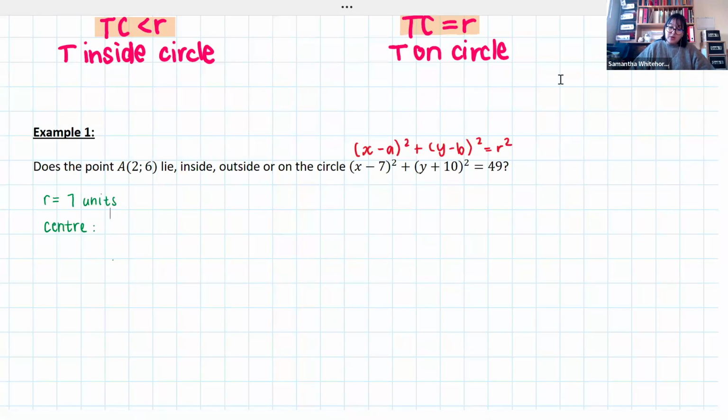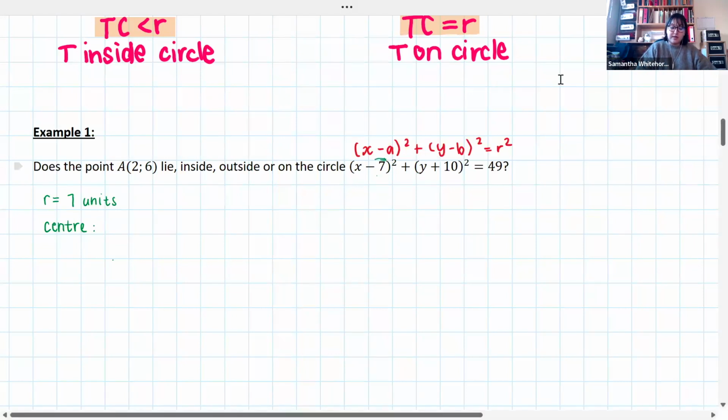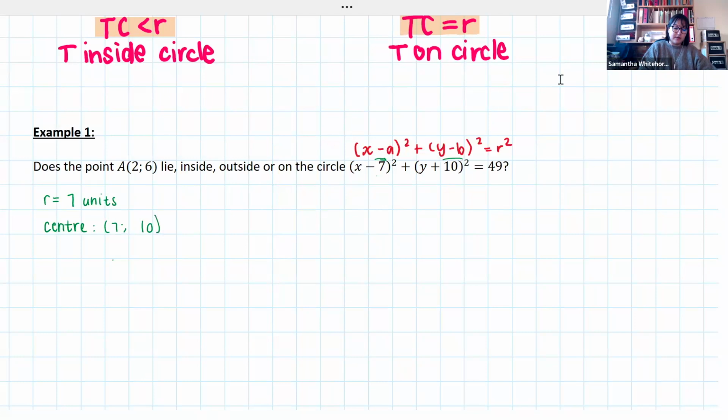Can anyone tell me what our center coordinate is? Where would we find the center of the circle? Nice, Tanda. Very nicely done. You guys remember your center coordinates is always the opposite sign. So it's positive 7 and negative 10. So 7, negative 10. Okay. So I've got those two bits of information.